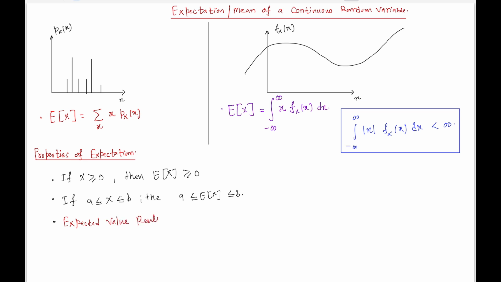So let's say we have a function g(x) of a random variable x. This function will also be a random variable, right? And how do we find the expectation? We can make use of the expected value rule.